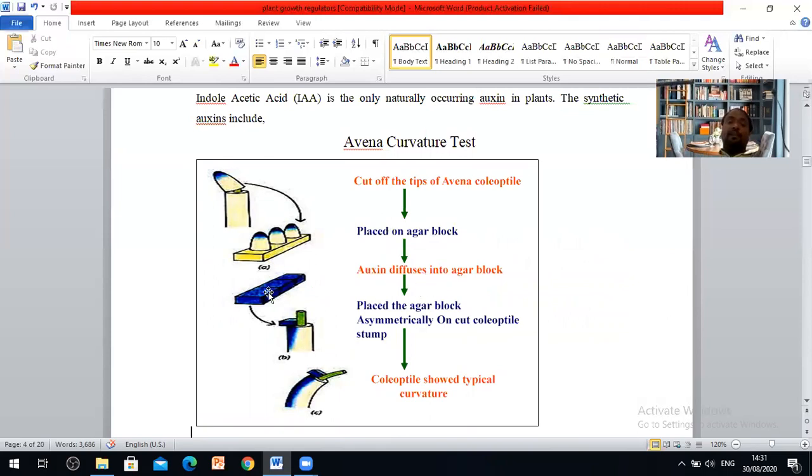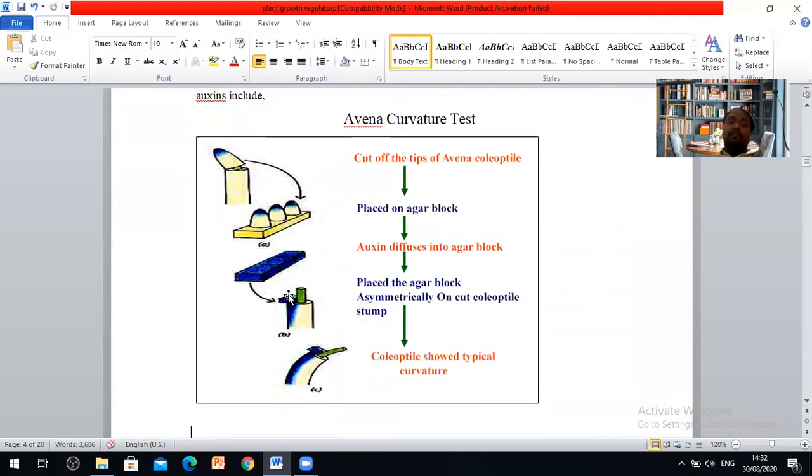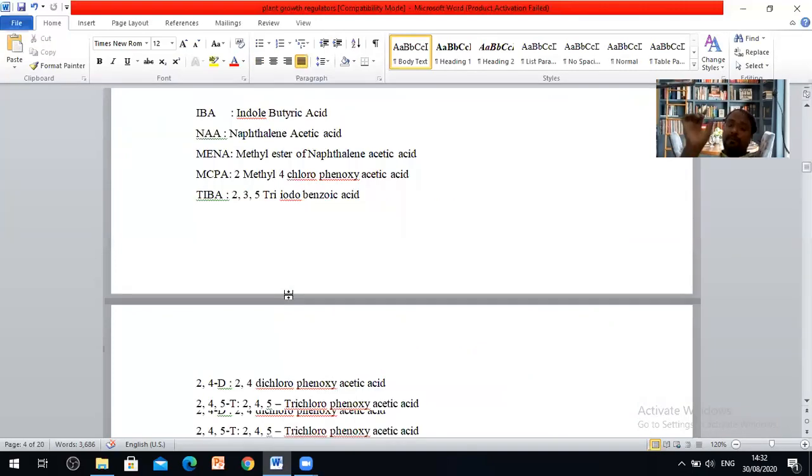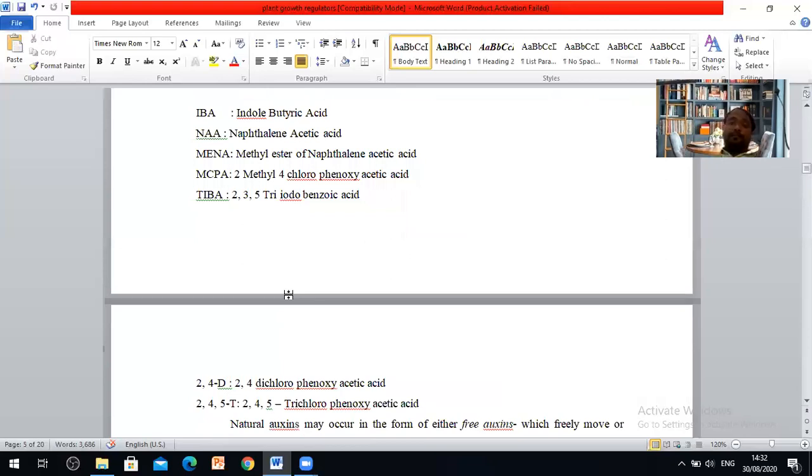When these are placed on the agar block, the auxin diffuses into the agar block. We can see here this agar plate is a yellowish or cream colored agar plate. Later on, when we place the tips of the avena coleoptile, we found that it becomes blue colored. This is because of the distribution of the auxin into the agar plate. It proved that the auxins are present at the tip of the coleoptile.